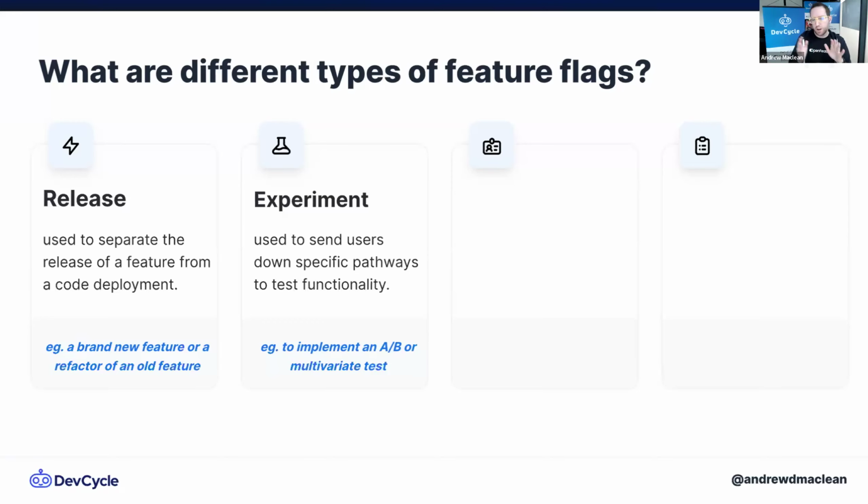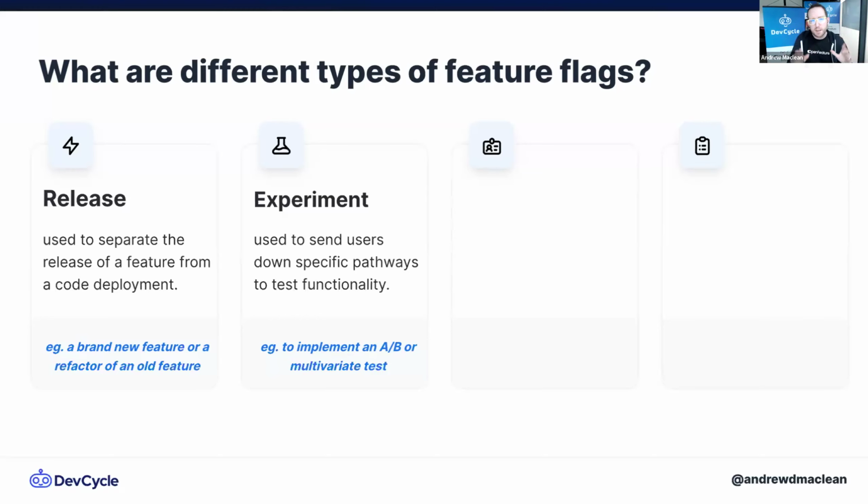The second type of feature flag is an experiment flag. You saw earlier I was talking about A/B testing. This is where an experiment feature flag might be used. This is a flag that sends users down specific pathways to test different functionality. So again, similar implementation as that release flag, but just a different use case.